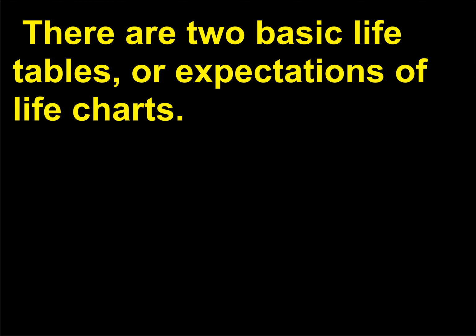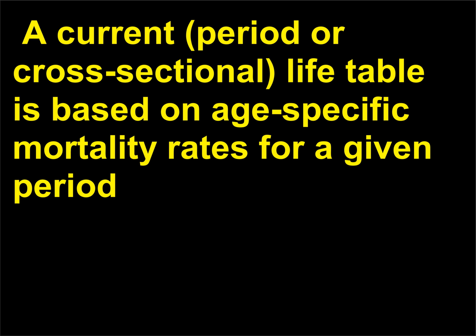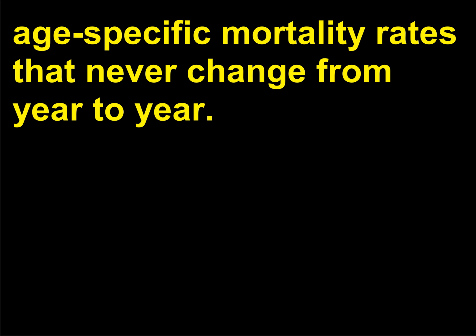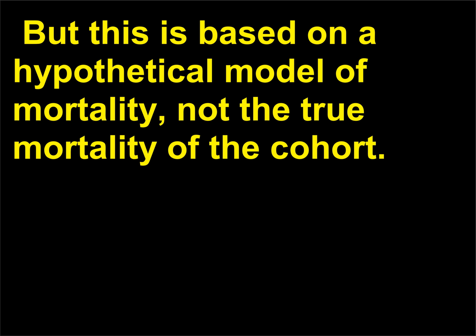There are two basic life tables, or expectations of life charts. A current, period or cross-sectional, life table is based on age-specific mortality rates for a given period, either a single or many years. It assumes that as a group ages it has a set pattern of age-specific mortality rates that never change from year to year. But this is based on a hypothetical model of mortality, not the true mortality of the cohort.